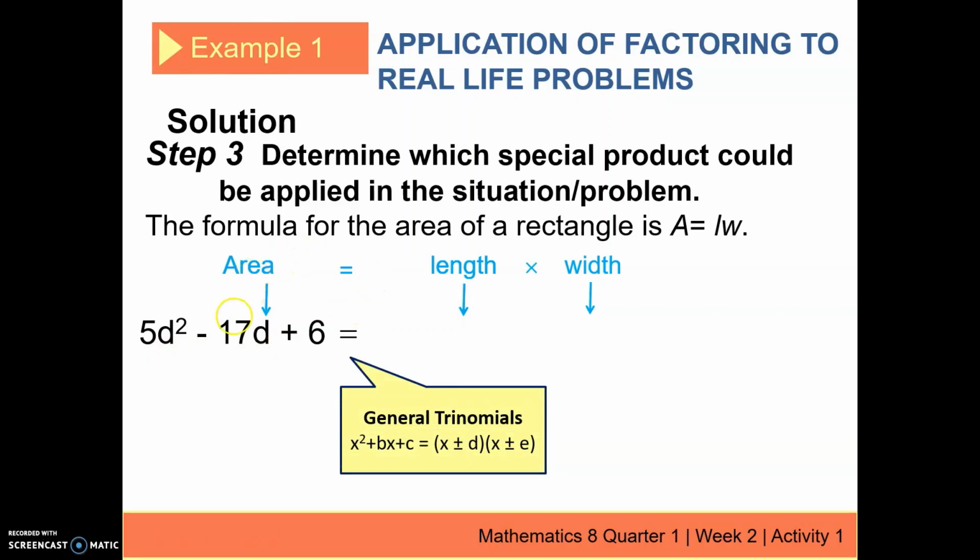Going back to the different factoring techniques mentioned earlier, which factoring technique falls in the polynomial 5d squared minus 17d plus 6? It is general trinomials. There are 3 terms, but the first and the last term are not perfect squares. So we are going to apply the trial and error method, or what we call general trinomials.